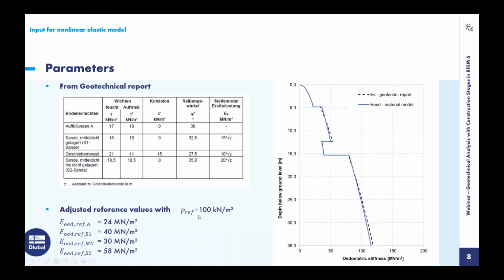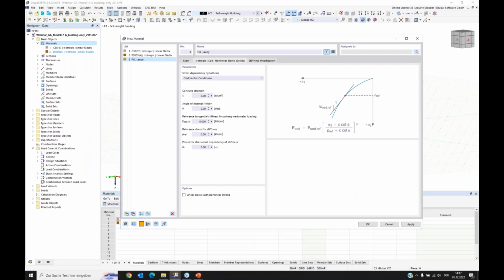I filled in the m value here for sand. It is 0.5, and I used a reference value for the stress of 100 kilonewton per square meter. Then I checked that the result fits to the tested oedometric modulus, and it fits quite well if I use the reference value for the oedometric modulus like it is shown in here. And these values I can now enter in my dialog. So therefore I switch again to the program and we start to fill in the parameters we need.